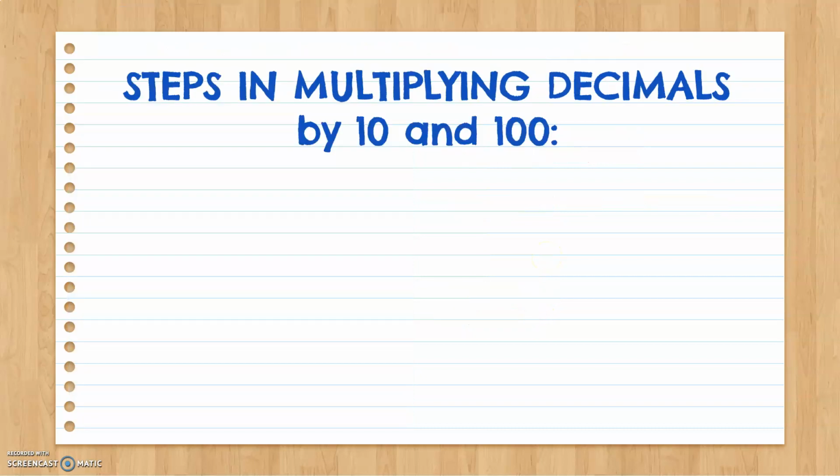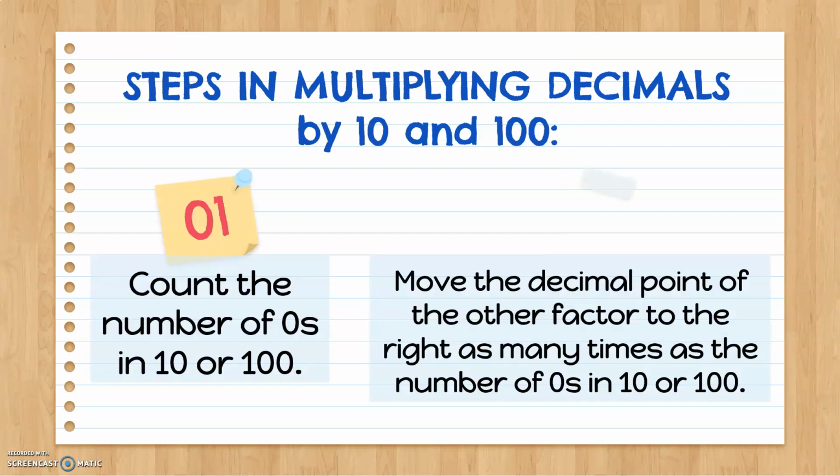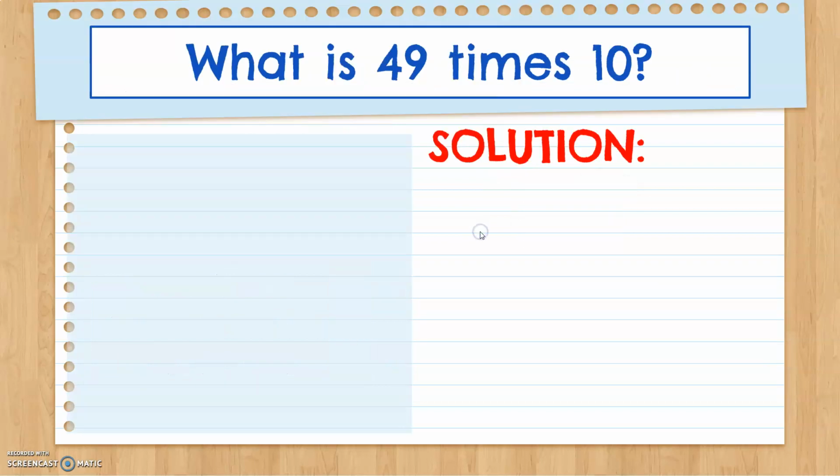Now, how about if one of the factors is 10 or 100? These are the steps that we'll follow. Count the number of zeros in 10 or 100, but this time we'll move the decimal point of the other factor to the right as many times as the number of zeros in 10 or 100. So earlier in 0.1 and 0.01, we were moving the decimal point to the left. But this time, since we have 10 and 100, we'll move the decimal point to the right. Let's have an example. What is 49 times 10?